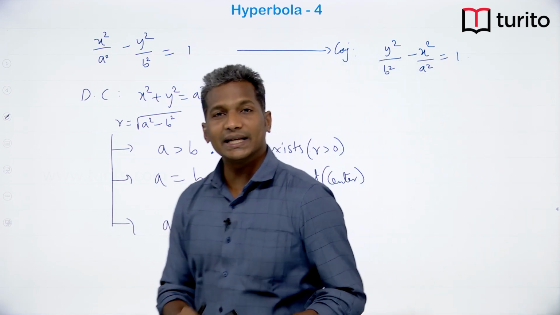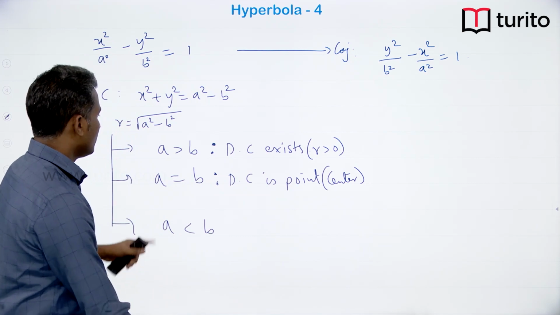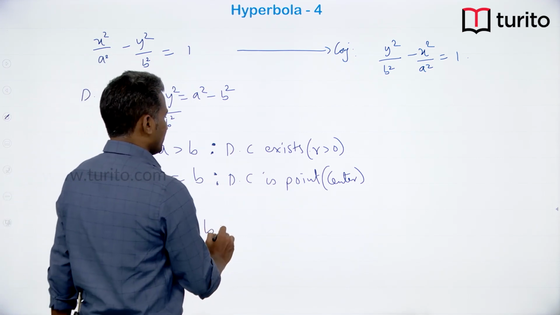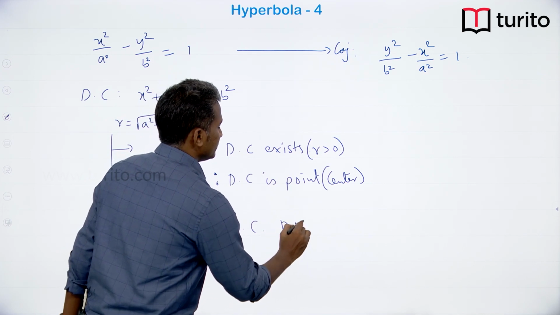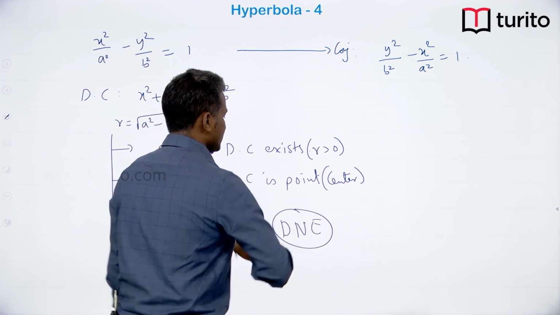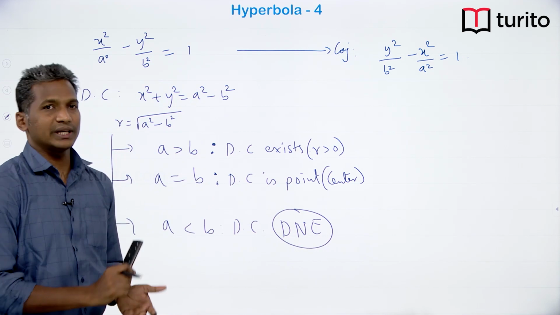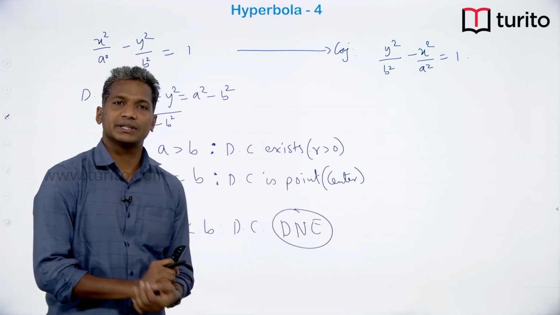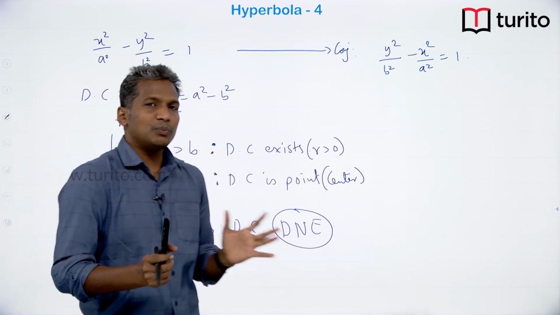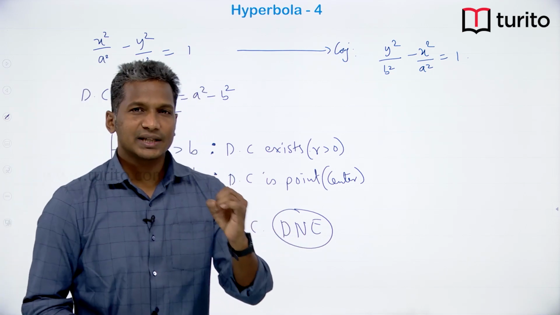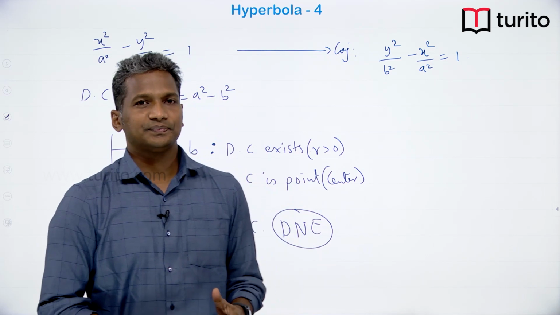Now for a less than b, what is the case? For a less than b, the director circle does not exist. DNE means does not exist. So here we have understood all the possible cases of existence of the director circle.